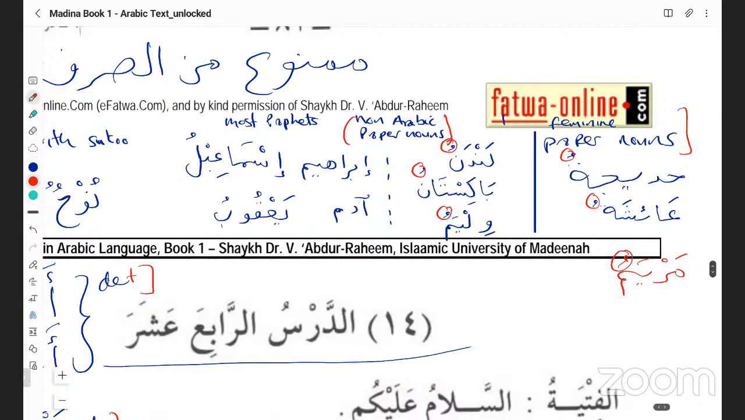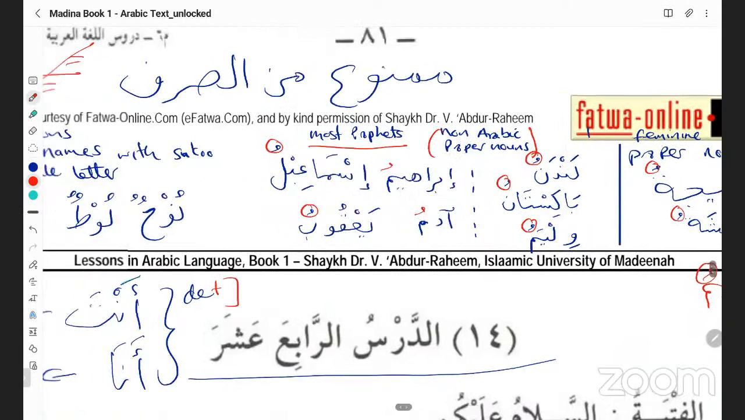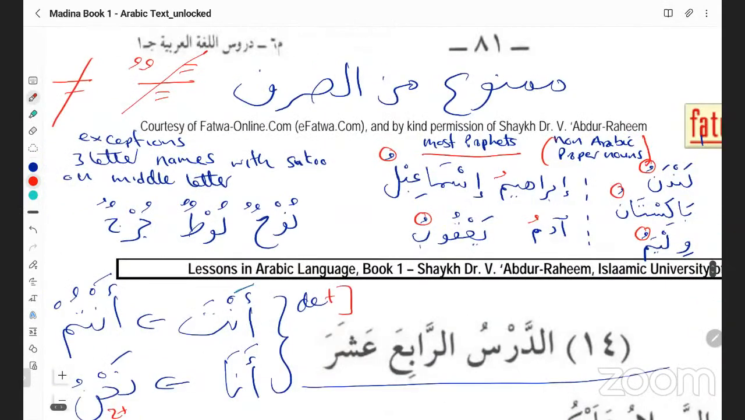As well as most of the prophets, because most of the prophets were not Arab. Ibrahimu was not Arab, so therefore it is Ibrahimu, Ismailu, Adamu, Yaqubu. So there are names, but they're not Arabs, and therefore they only get one case ending. So most of the prophets who are not Arabs will only get one case ending. But there are exceptions.